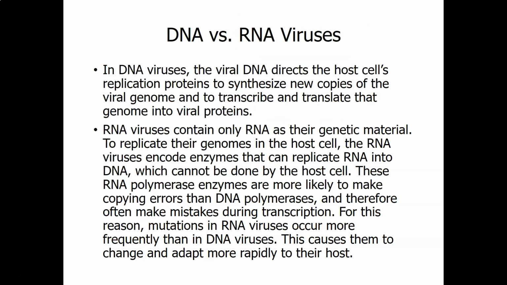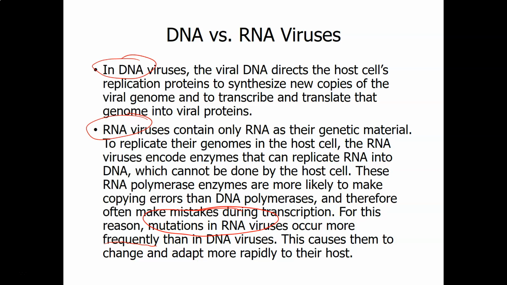Basically, on this page, there's a lot of information, but it's pretty much just telling you there are DNA viruses and RNA viruses, and most of the time, the ones that are hardest to make a vaccine for, the ones that have the highest mutation rate, are the RNA viruses. Mutations in RNA viruses occur more frequently than in DNA viruses.